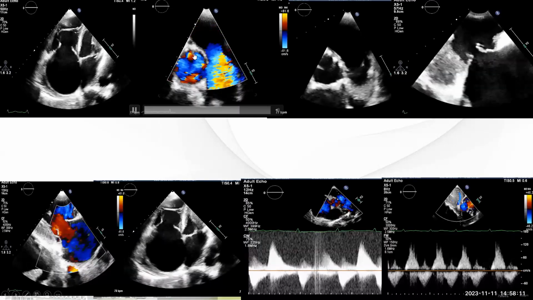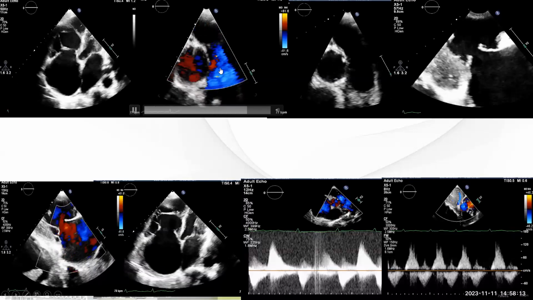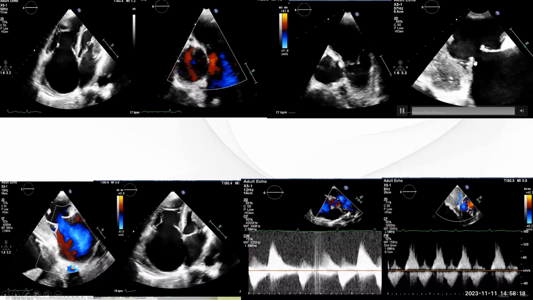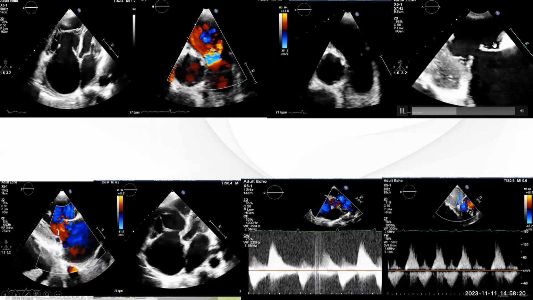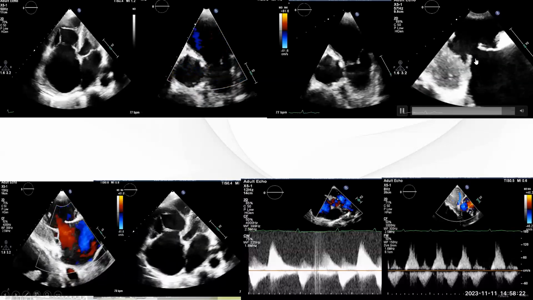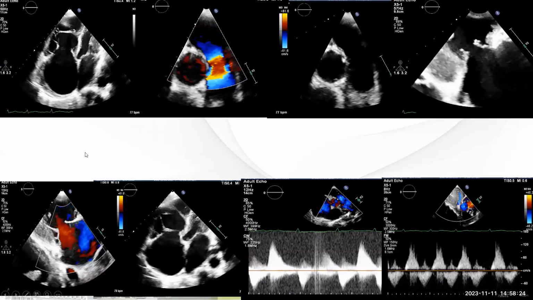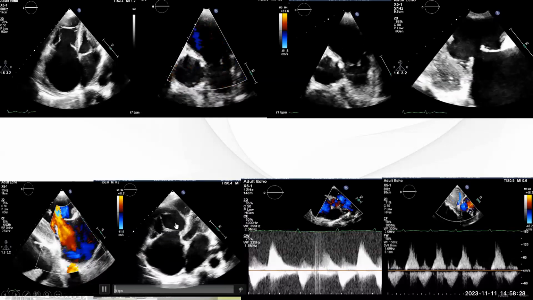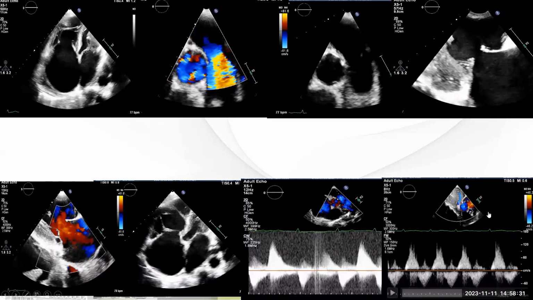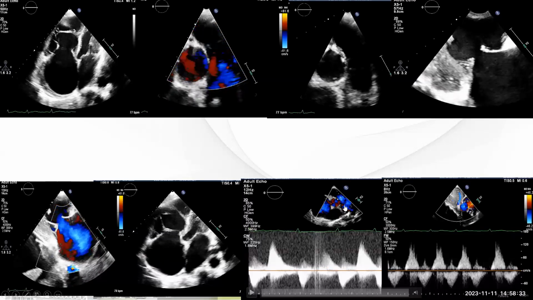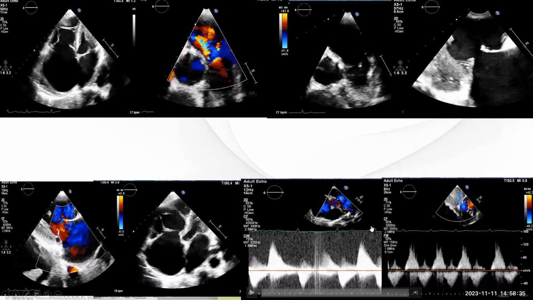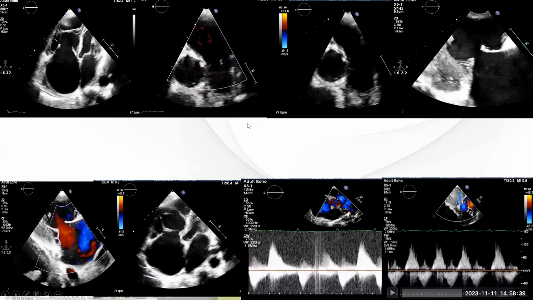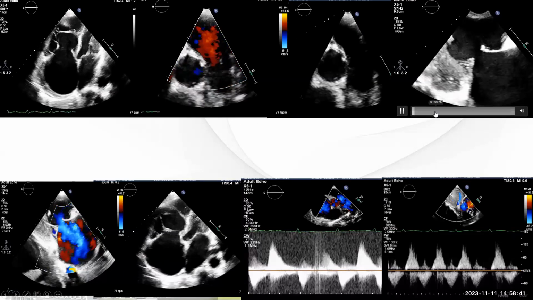This is short axis across the pulmonic valve. Same pulmonic valve. This is short axis across the tricuspid valve. This is like RV inflow, this tricuspid. Okay. And this is with color. This is apical four chamber. And this is CW across the pulmonic valve. And this is hepatic vein, pulse wave. Let's see here.